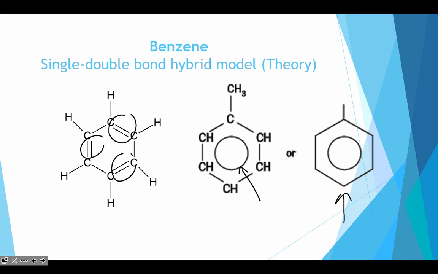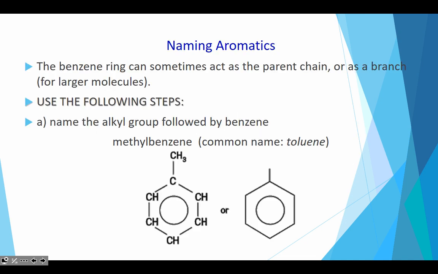Okay. So it's also looked at as the single double bond hybrid model. So single double bonds, but the double bonds aren't stationary. They're constantly jumping from carbon to carbon, and it's still a theory. So really what it means is we really have no idea because it's just a theory. So, but naming, we got this. We know how to name.